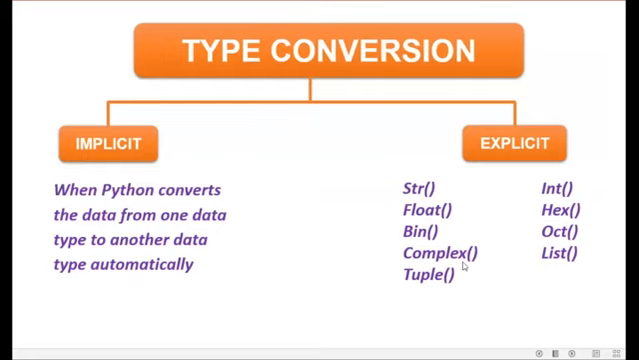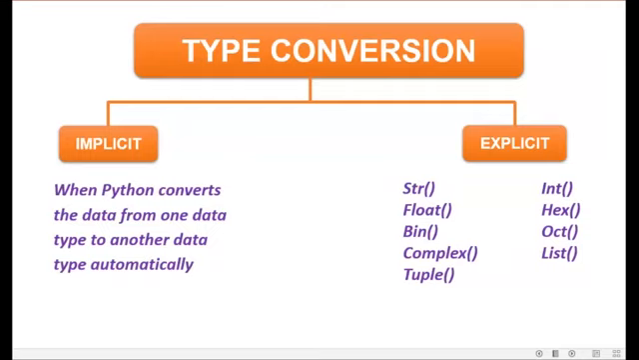So we have learned about complex numbers earlier. A complex number is a combination of a real number and an imaginary number. The real number is always a float number, and the imaginary number is always denoted with j. Next is list and tuple.